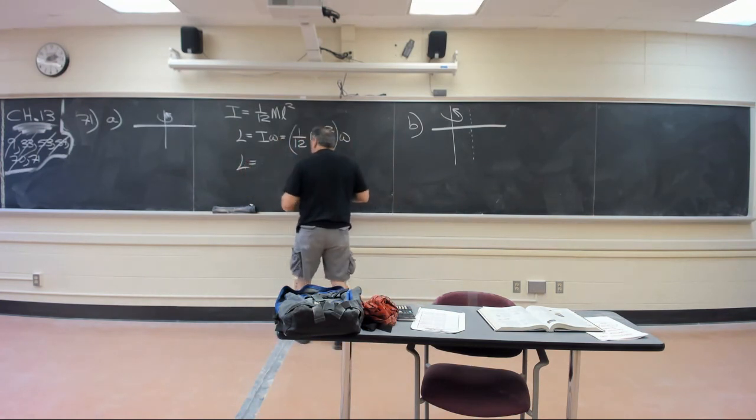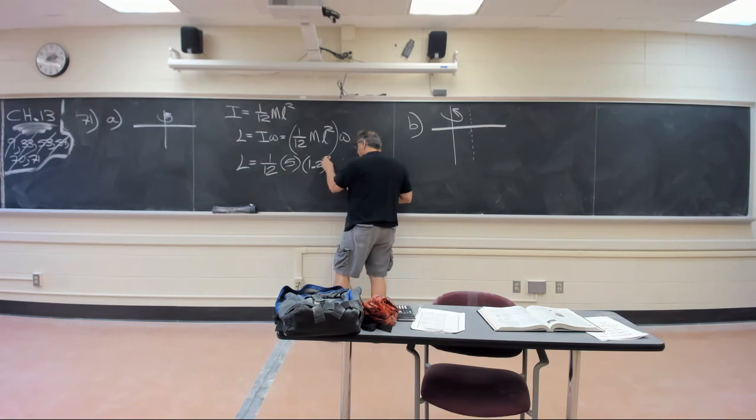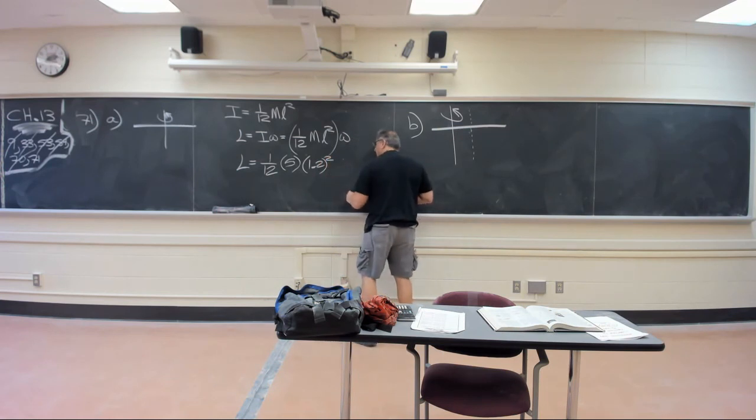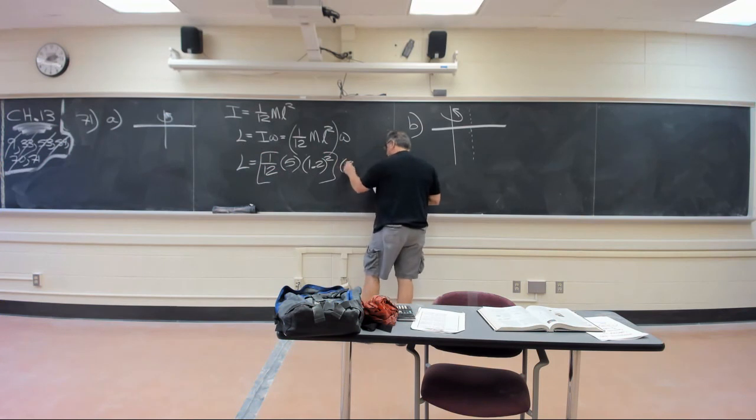That would be, here we go, 1/12. The mass of the rod is 5 kilograms. The length of the rod is 1.2 meters. You can square it. You take all that, you're going to multiply it by omega, and omega is 3 radians per second.